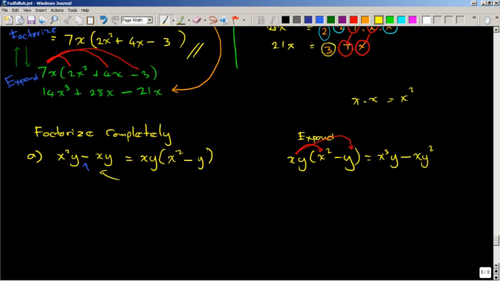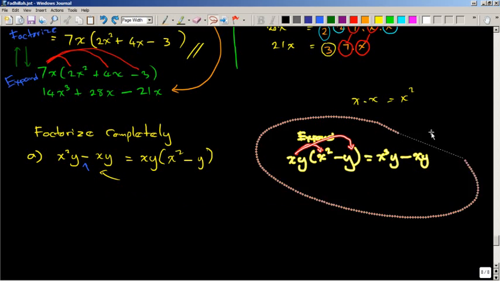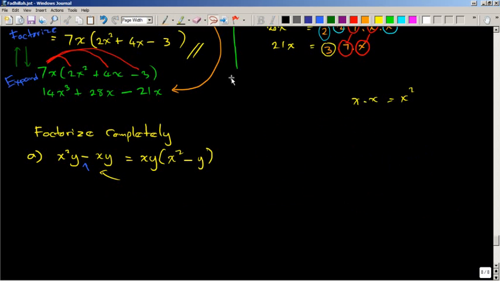So are they the same? Are they the same as the original one? No, they are not. So your answer is wrong. The answer is wrong. They are not the same. So something is not right. What is that?